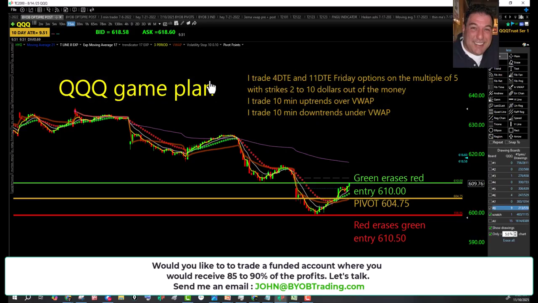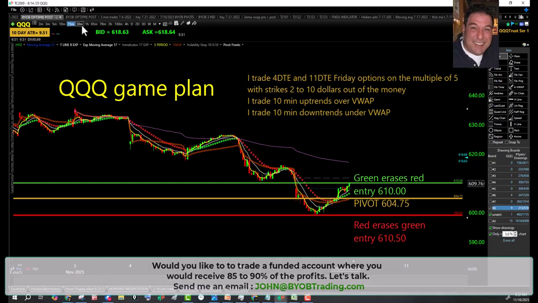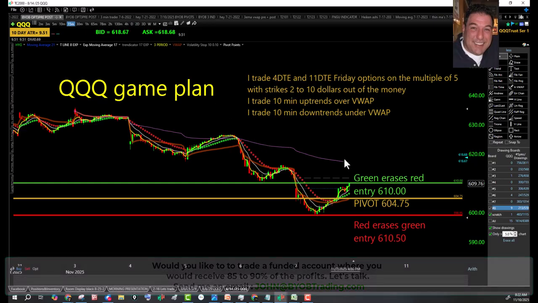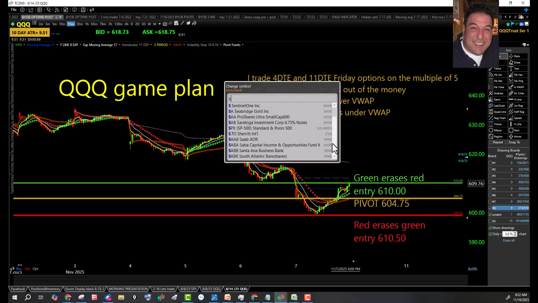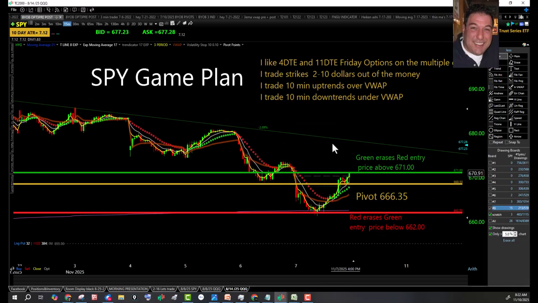Okay, for me, I've got all of the bigger time frames supporting my little 10-minute uptrend. Okay, that is my favorite all-time trade. Okay, so we could get that today. We'll see. You can see here is the all-time high anchored VWAP for QQQ. All right, let's go take a look at SPY.